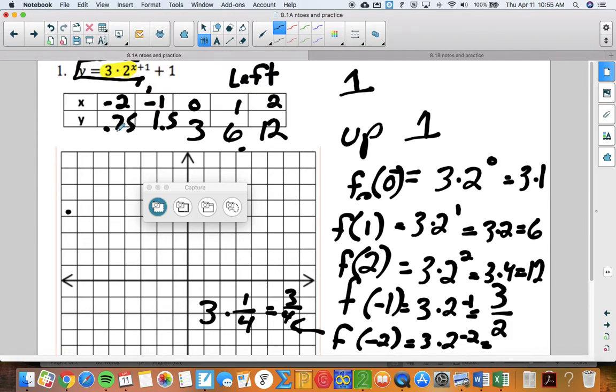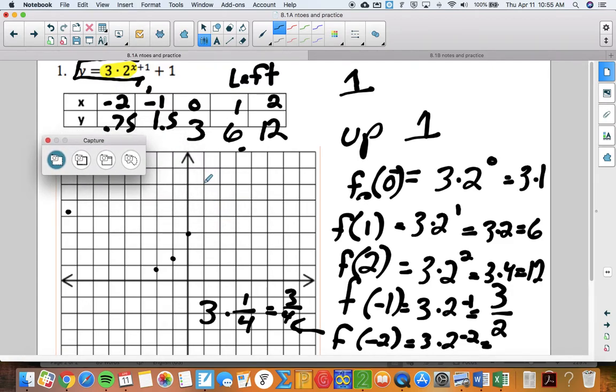So then we just graph these points, so -2, 0.75, -1, 1.5, 0, 3, 1, 6, and then 2, 12 would be off the charts. Now recall that these exponential growths typically just kind of level out. And if I kept doing negative numbers, folks, you would find that it never actually hits 0. It's going to hit some small values, but values that are greater than 0.